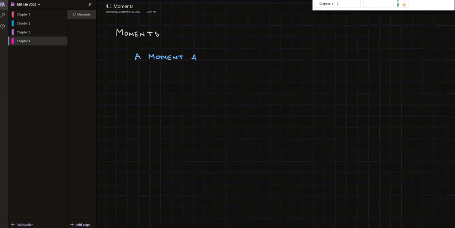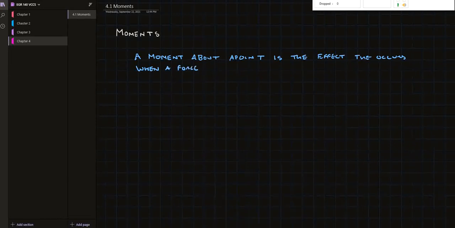Chapter 4, we're going to talk about moments. Now, a moment about a point, it's two words, but it's one word now, is really the effect that occurs when a force acts some distance from the point.